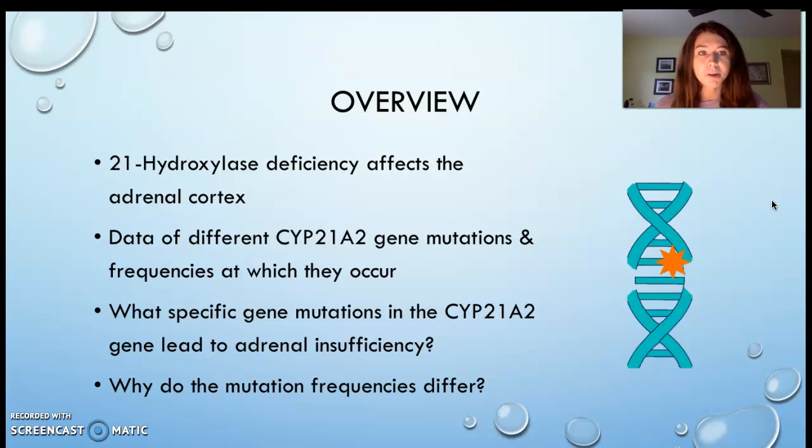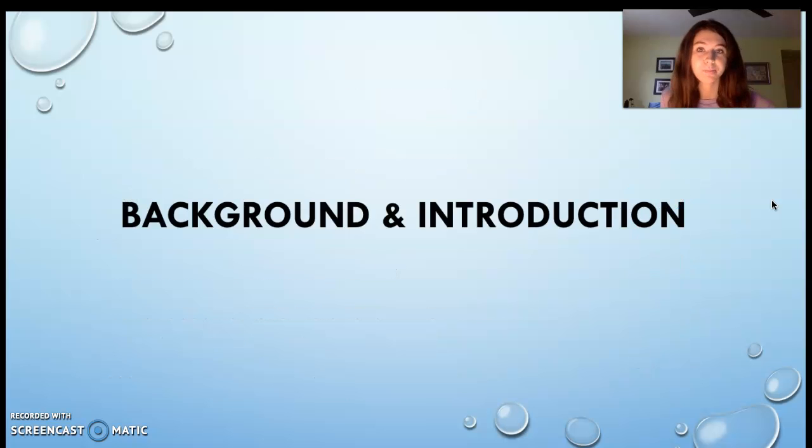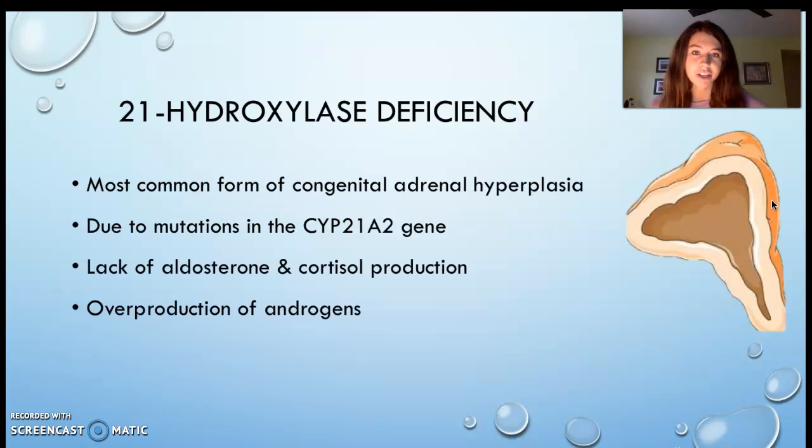I didn't do a research project, I'm doing a literature review, so I'm going to be compiling data of different CYP gene mutations and the frequencies at which they occur. I'm really interested in why the mutation frequencies differ, which specific gene mutations lead to adrenal insufficiency, and analyzing the genotype-phenotype correlation. So let's get into some background and introduction.